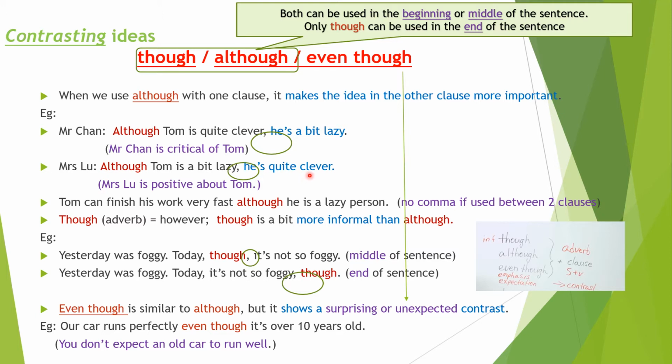Another example: Tom can finish his work very fast, although he is a lazy person. So even though he's a lazy person, Tom can still finish his work very fast. Notice that there is no comma. If although is used between two clauses, there is no comma. Between clause 1 and clause 2, no comma if it is put in the middle of the two clauses.